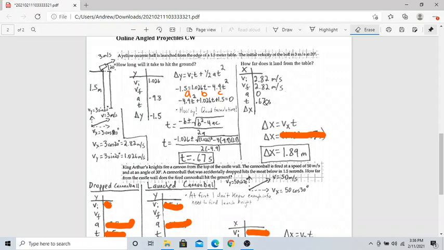Because of that, I now know everything I need to solve for delta x. So you go through, you write out this equation, delta x equals the x velocity times time. You know these two things. And when it's all said and done, you'll get that the x range, how far it goes to the right, is going to be 1.89 meters.